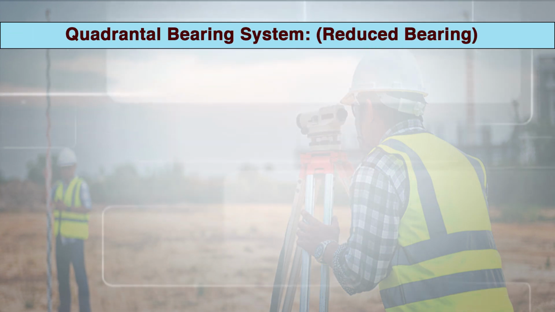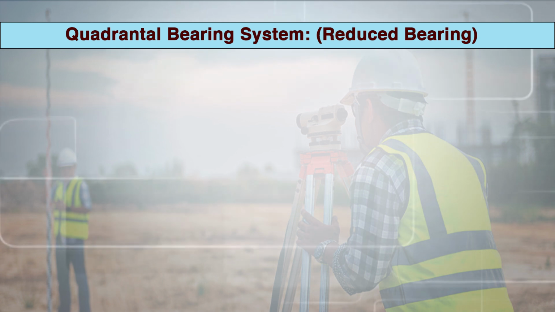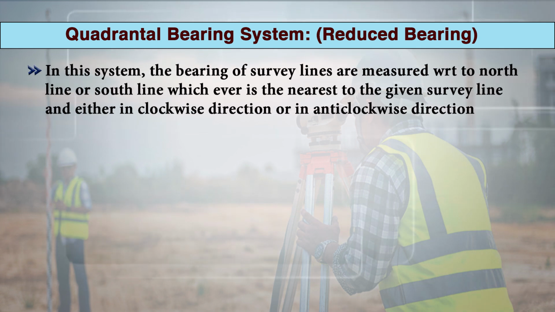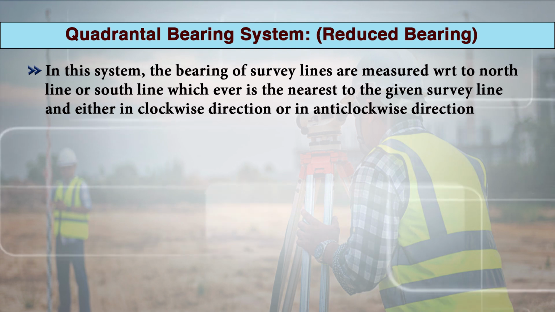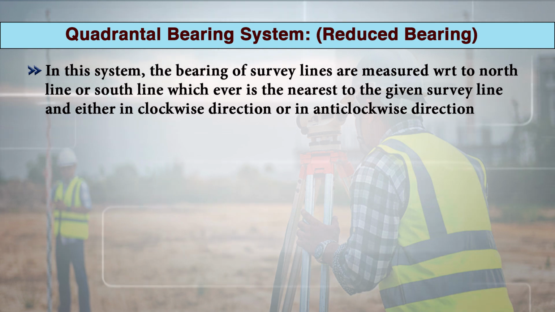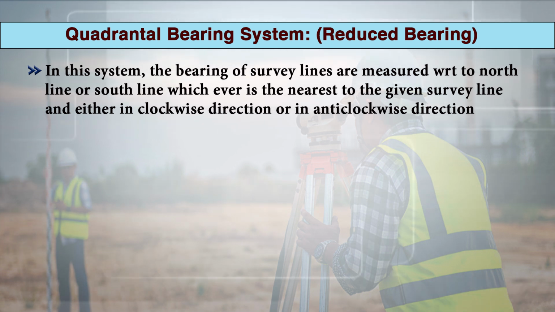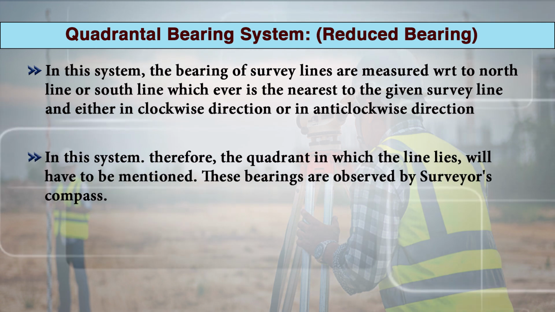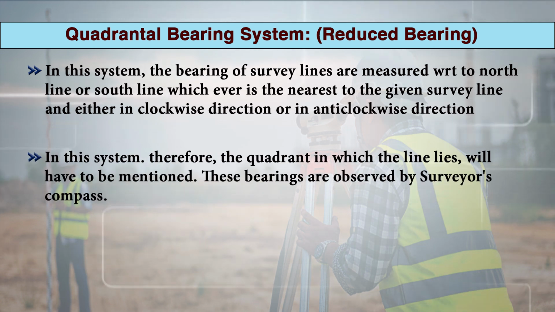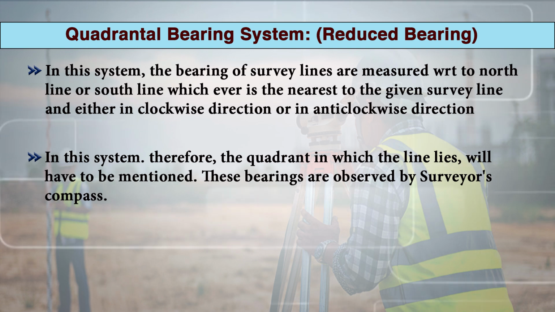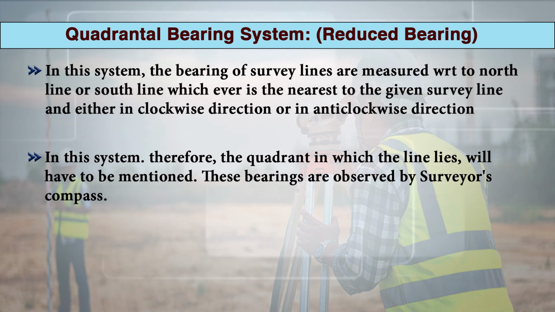Now, let us move on to the quadrantal bearing system, that is, the reduced bearing. In this system, the bearings of survey lines are measured with respect to the north line or south line, whichever is nearest to the given survey line, and in either clockwise or anti-clockwise direction. In this system, therefore, the quadrant in which the line lies will have to be mentioned. These bearings are observed by a surveyor's compass.